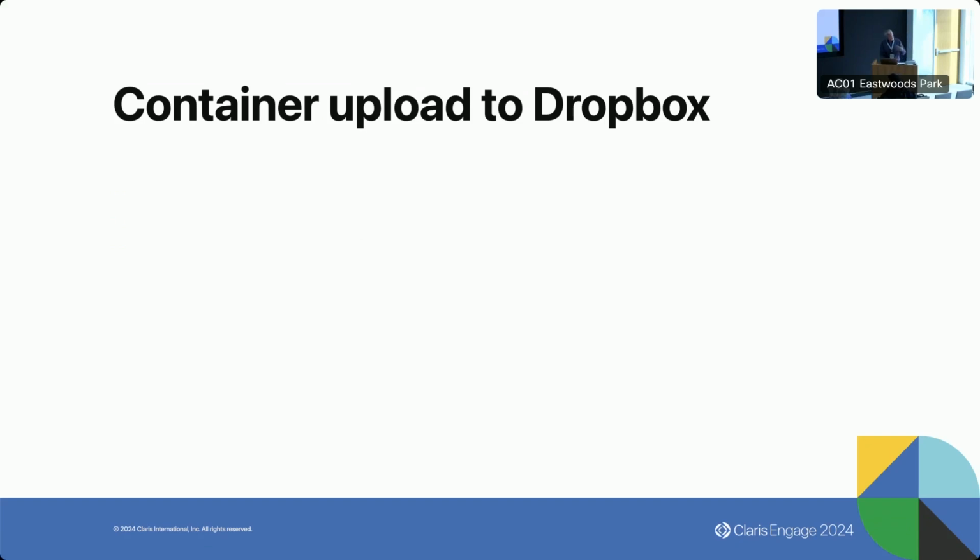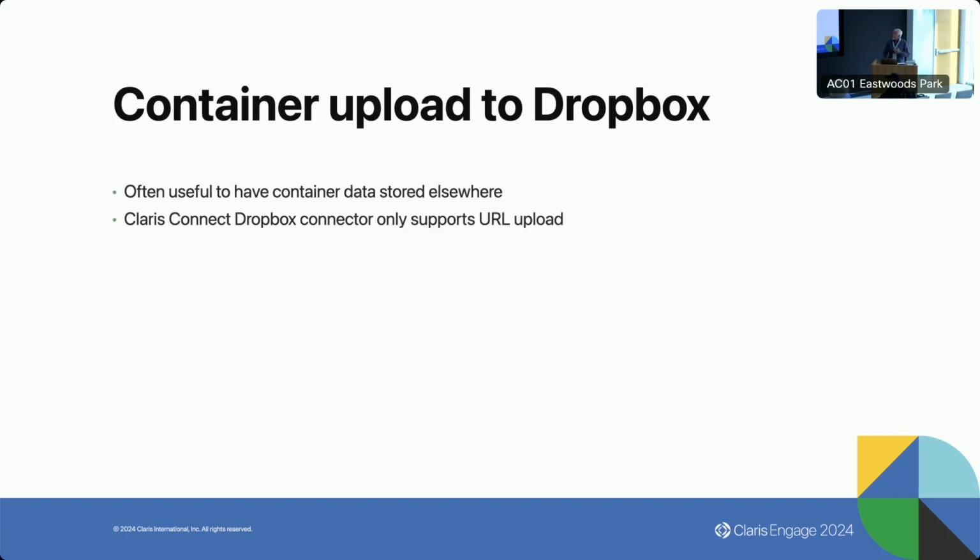And then one example that I wanted to use was to show an upload of container content to Dropbox. Now the reason that I was doing that is that Claris Connect does have a connector for that. However, it only supports a URL upload. But if we've got our content in a container and we want to get it there, we can't use Claris Connect for that. But we can use insert from URL to call the API.